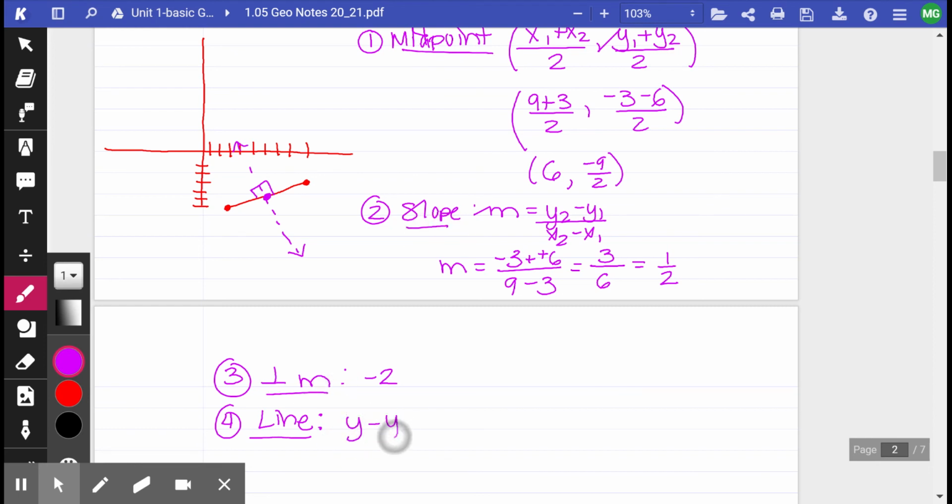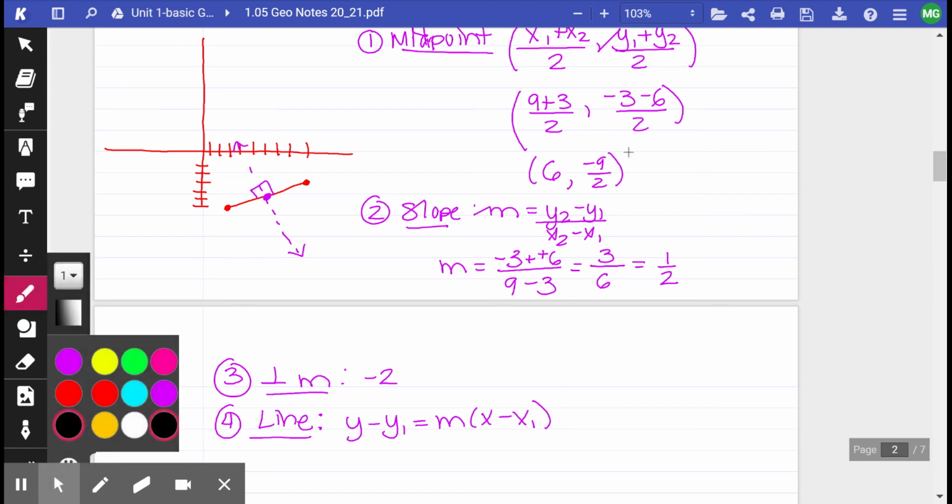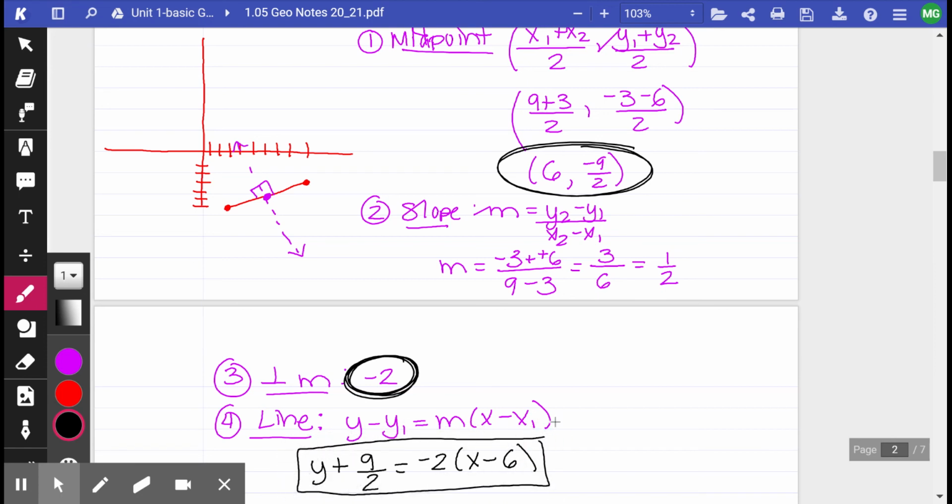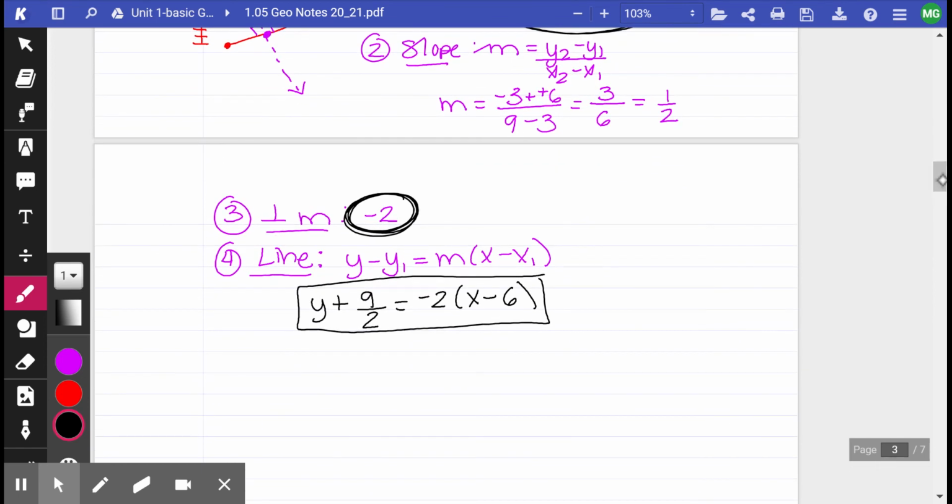And again, we're going to use our formula. Y minus y1 equals m times the quantity x minus x sub 1. So now we are using our new point that we found right here and our new perpendicular slope. So I've got y minus negative, so that's going to become a positive, 9 over 2 equals my new slope of negative 2, x minus 6. So that is an acceptable form to leave your line in, or you can put it into slope-intercept or standard, depending on what was asked of you.